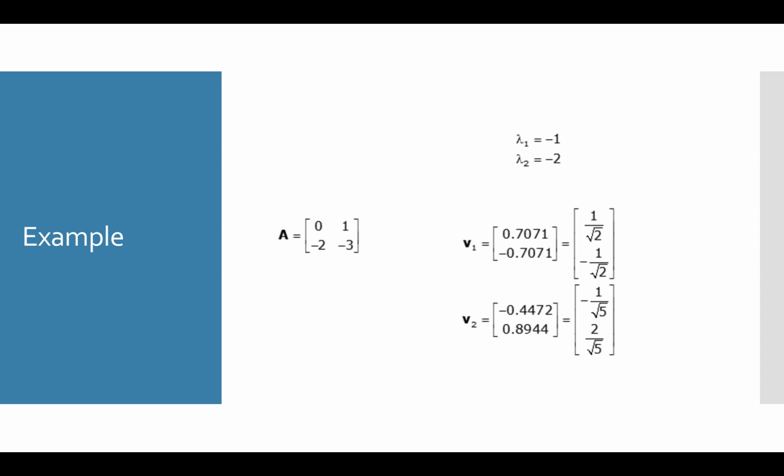Generally, you're going to want your eigenvectors to be unit vectors. Remember, unit vector means length 1, so all you do is divide by the length of the vector, and you'll get these values. So you'll get 1 over root 2, negative 1 over root 2, negative 1 over root 5, and 2 over root 5, corresponding to those eigenvalues up above, negative 1 and negative 2.